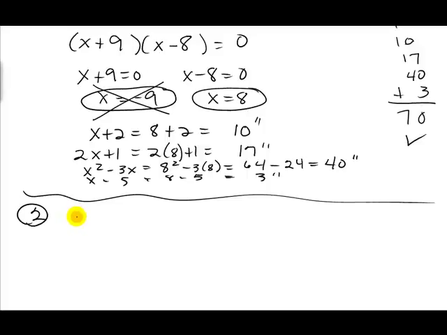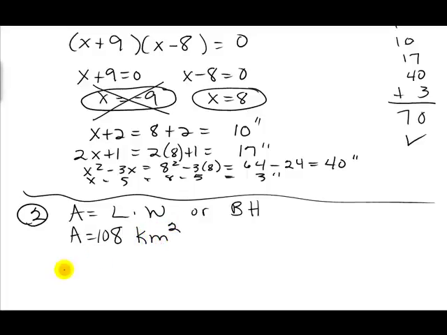Number 2, the width of a rectangle is 6 kilometers less than twice its length. If the area is 108 square kilometers, find the dimensions of the rectangle. We want to remember that area is length times width, or base times height. They tell us that the area is 108.